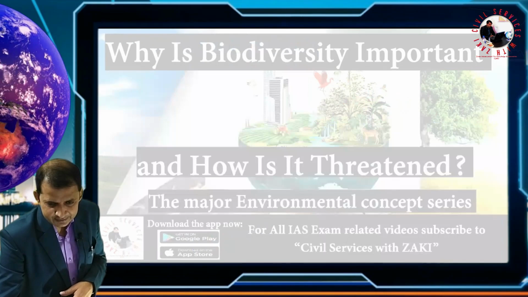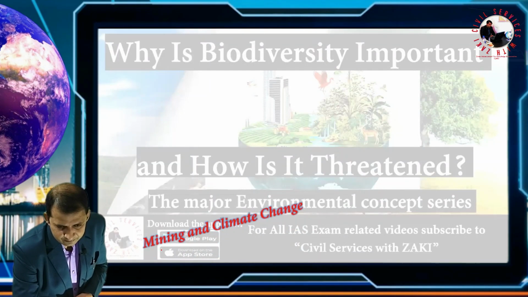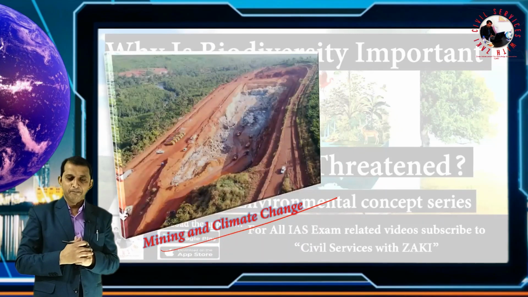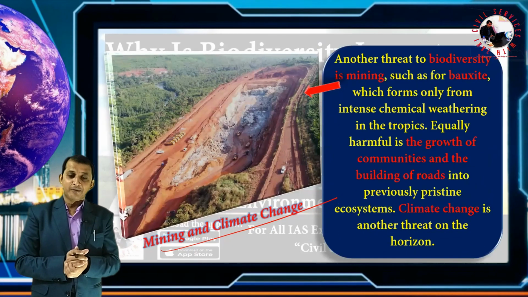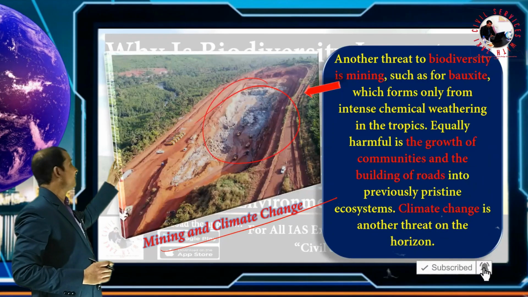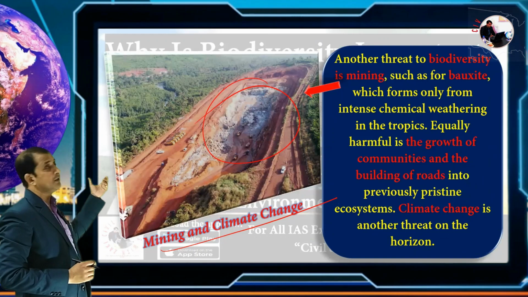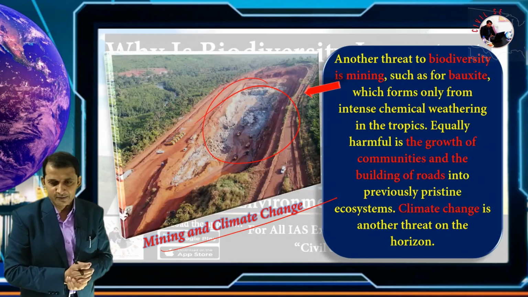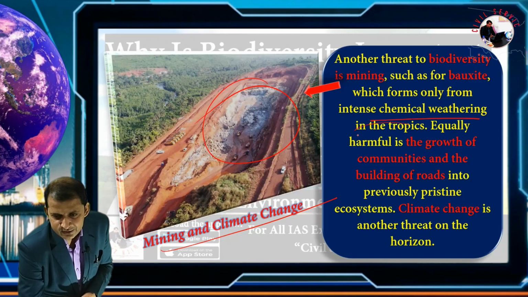Another thing is mining and climate change. Mining and climate change are also a great threat to our biodiversity. Another threat to biodiversity is mining, such as bauxite. See here, it is a bauxite mine. Bauxite mining is very harmful to the environment and causes biodiversity loss. Bauxite forms only from intense chemical weathering in the tropics.